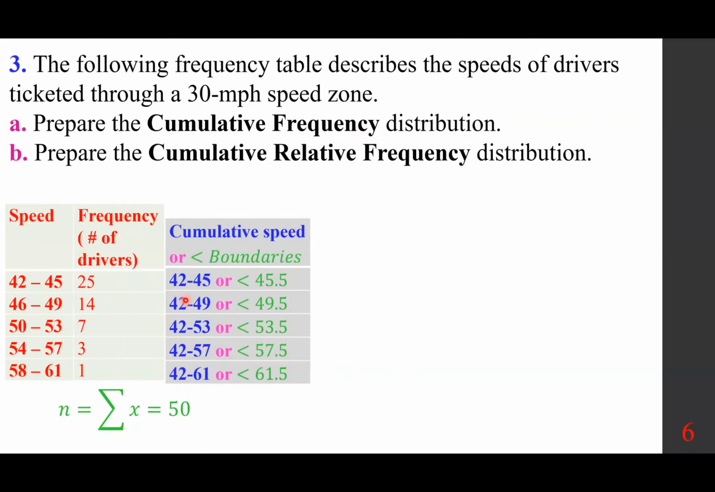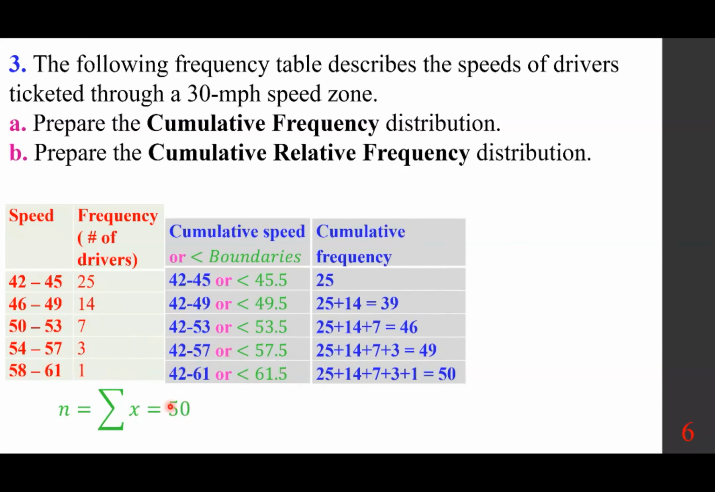But what about 42 to 49? 42 to 49 would be 25 and 14, so add these two for this one. What about this one? 42 to 53. This one, and this one. So add 7. This one add 3. This one add 1. This last one, if it's done properly, the last one must always be equal to n or summation of x. So this is how we find this.